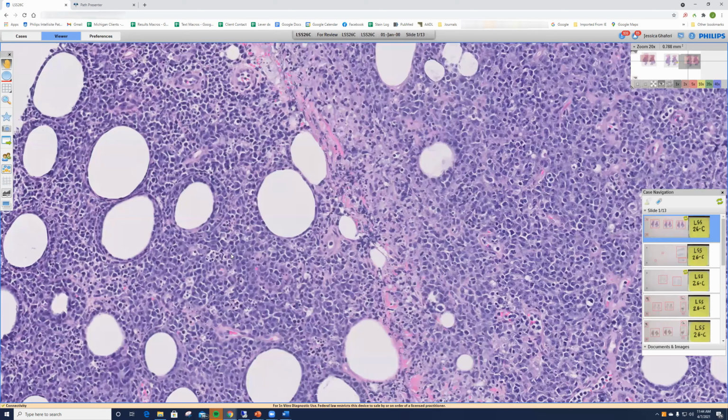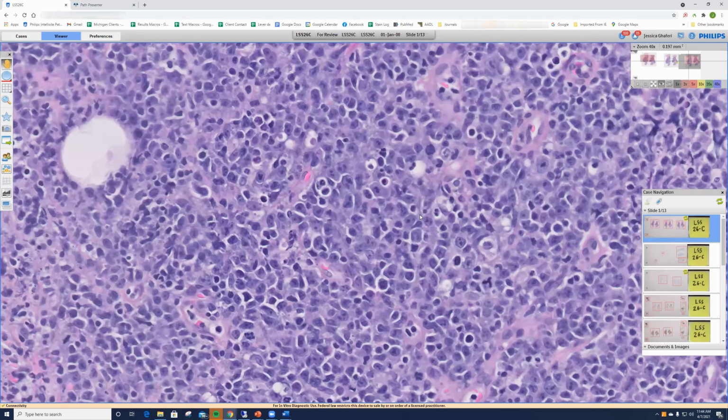They tend to be bottom heavy, again, composed of these large atypical lymphocytes with a vesicular nucleus, lots of mitotic figures. These are often treated with radiotherapy. They don't tend to respond well to chemotherapy.